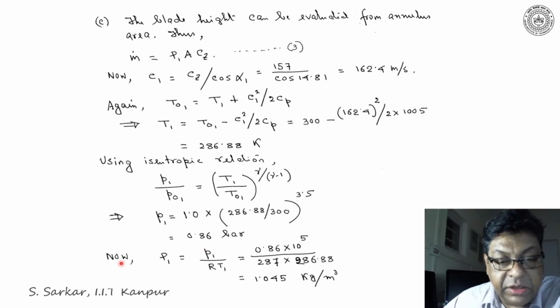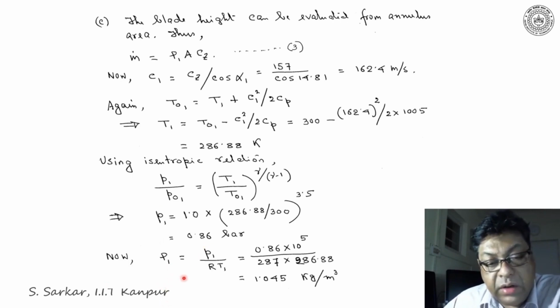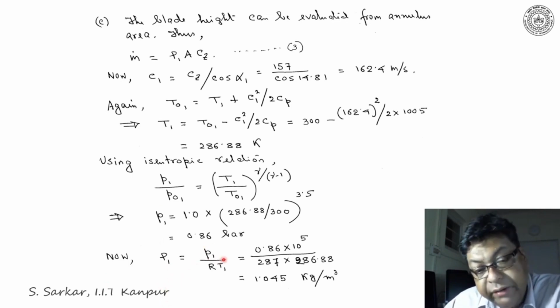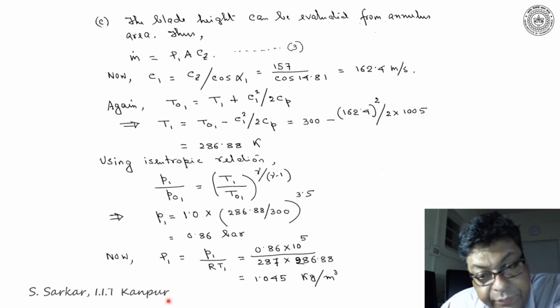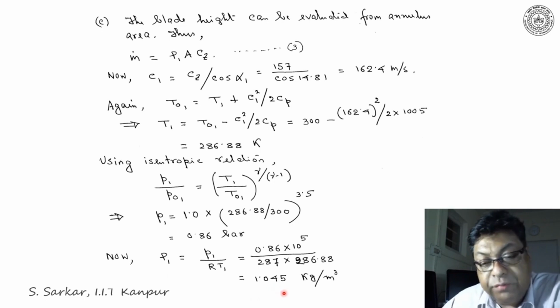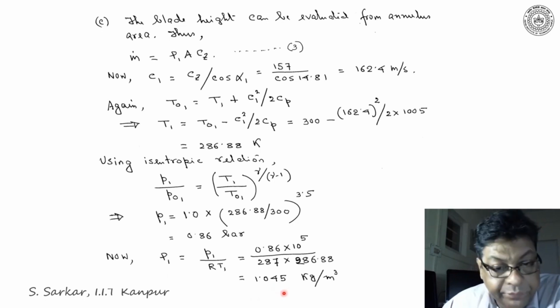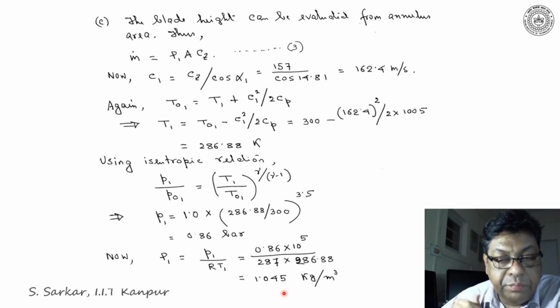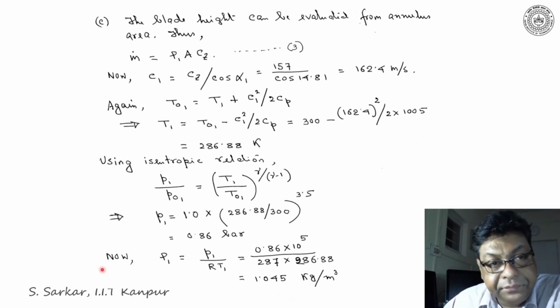Please check the calculation also. The rho 1 I got is equal to P1 divided by RT1. R is equal to 287. P1 we have just evaluated. So I have got rho 1 is equal to 1.045 kg per meter cube. So I have got P1, rho 1 and T1 here.